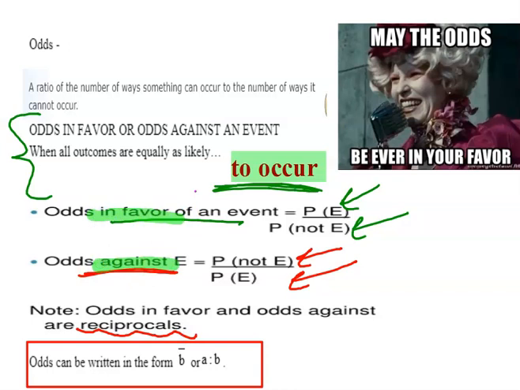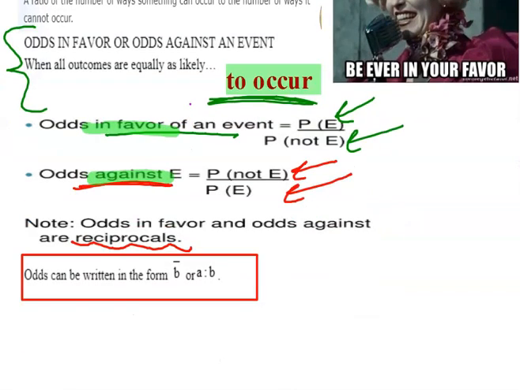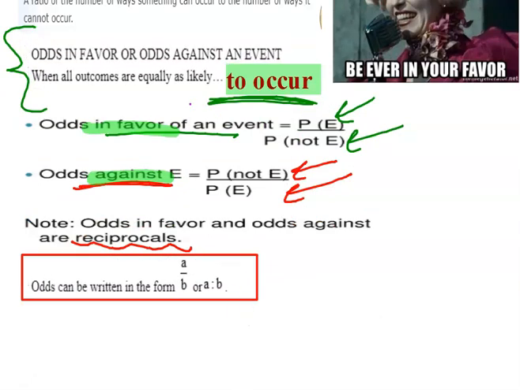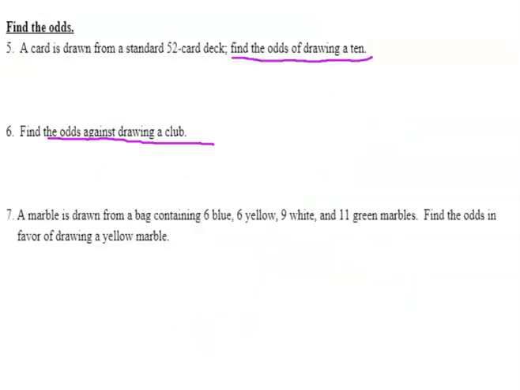So be very aware of when someone says in favor of compared to when they say odds against. Make sure you're writing this down, pausing, all the good things. Thank you for those who are listening. I really appreciate it. Hopefully it helps. So odds can be written as a fraction or as a ratio. They can be written in 2 different ways. And again, make sure you simplify those ratios. All right, let's do some examples.